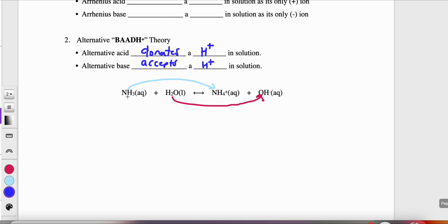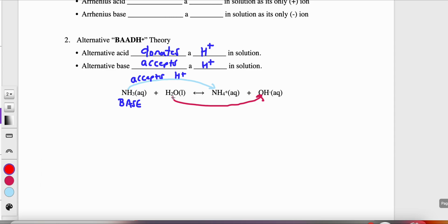So if I take a look, NH3 became NH4. So it's going from 3 hydrogens to 4 hydrogens. That means that NH3 accepted an H plus ion. Because NH3 accepted an H plus ion in order to form the NH4, I understand that whatever accepts is the base. So NH3 functions as a base according to my bad theory.